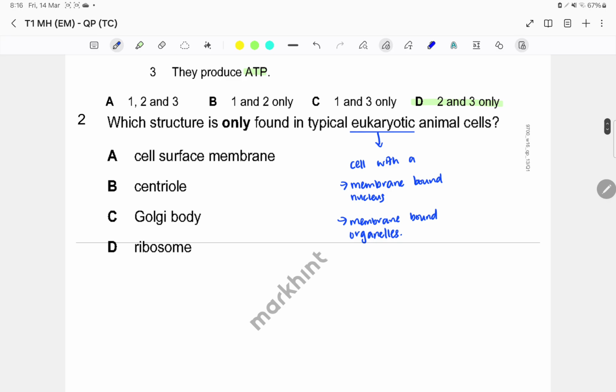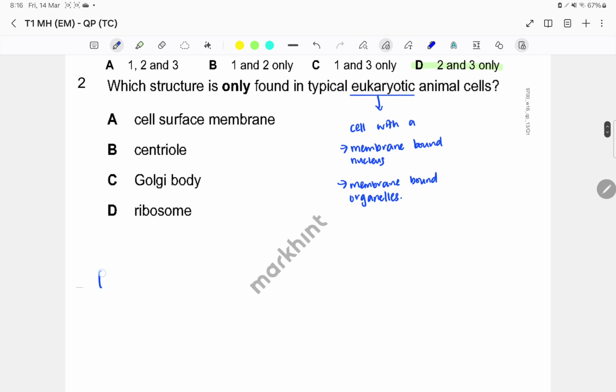In our syllabus, we also need to know examples of prokaryotes. Remember that a prokaryotic cell, which is the opposite of the definition of a eukaryote, is any cell that lacks a membrane-bound nucleus. It also lacks membrane-bound organelles.